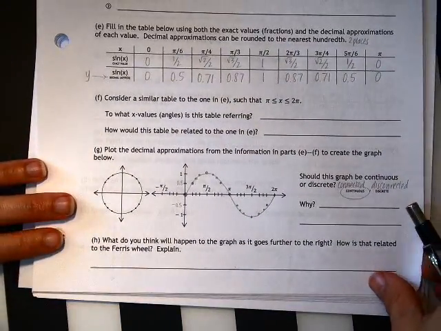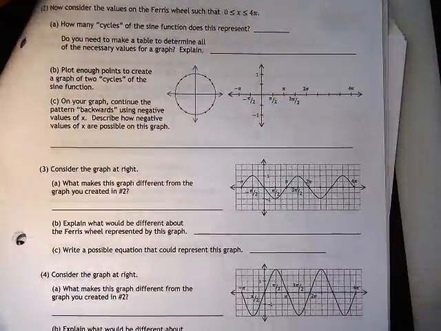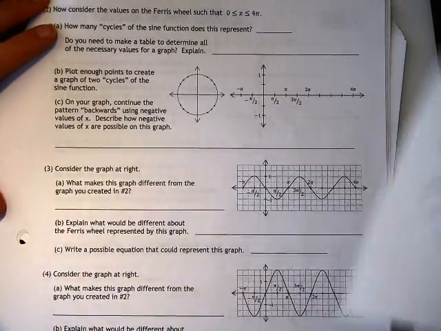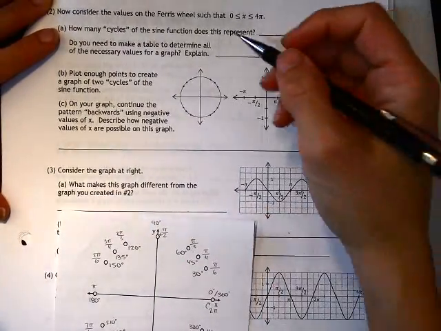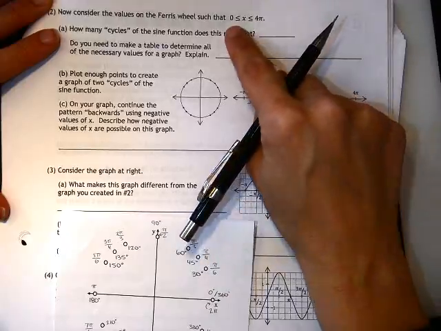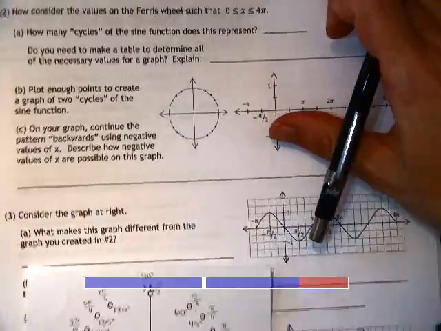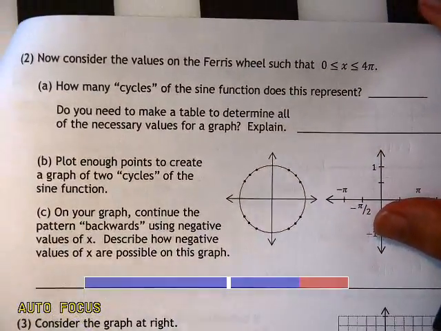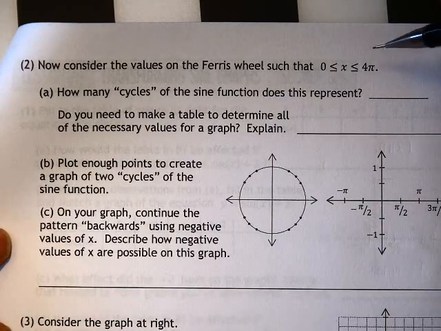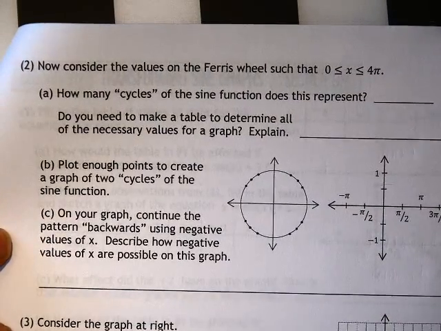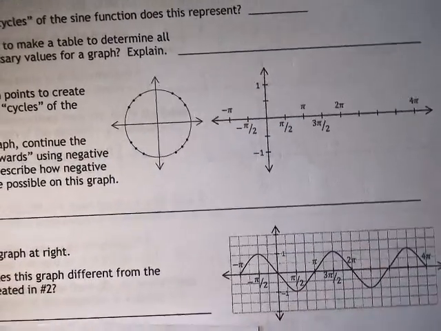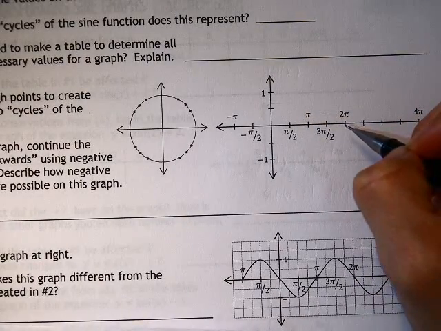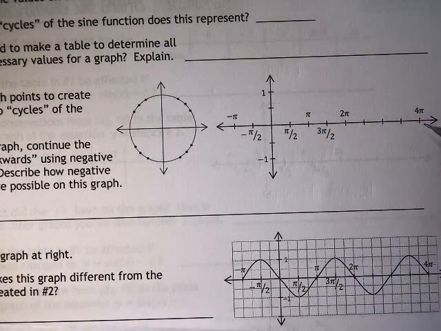If you're ready to move on to the next page, we'll continue the same sort of idea in question number 2. Now, instead of doing one cycle of the circle, it's going to extend what we call the domain. That's a fancy way of saying it's going to extend the endpoints of the graph. If you look carefully at the graph in letter B, you can see that instead of stopping at 2 pi, it stops at 4 pi.